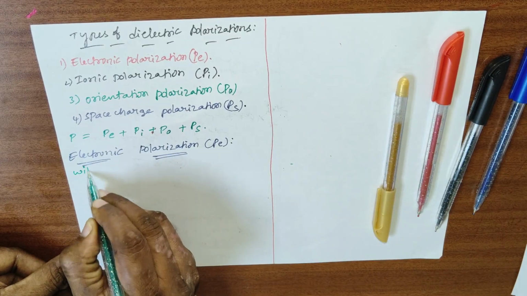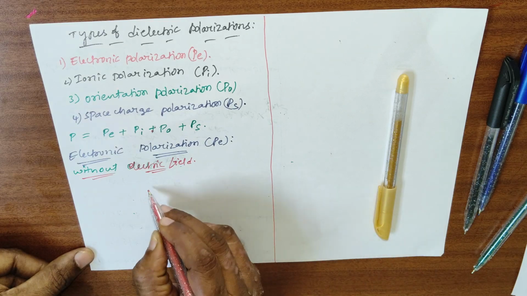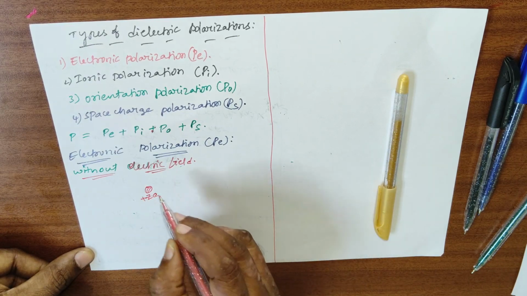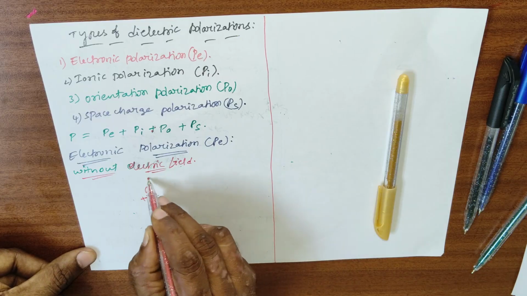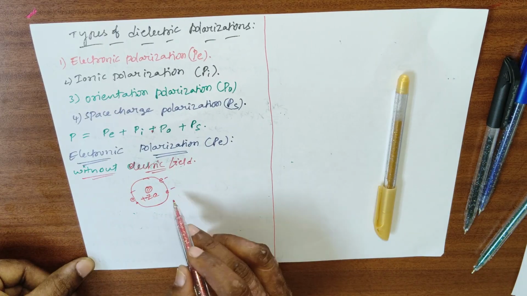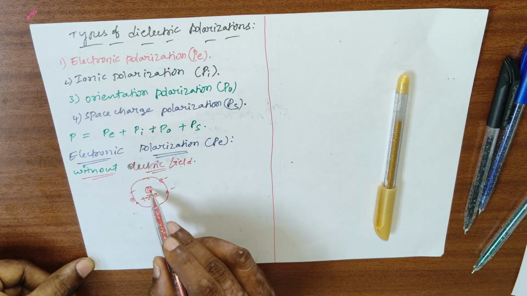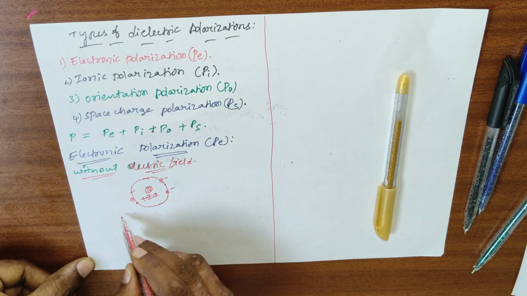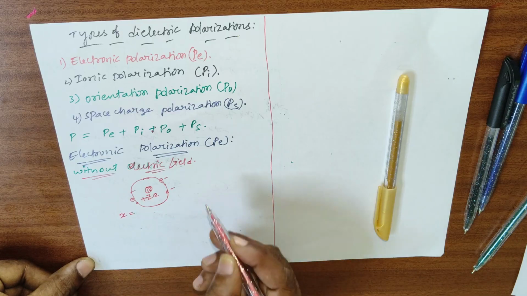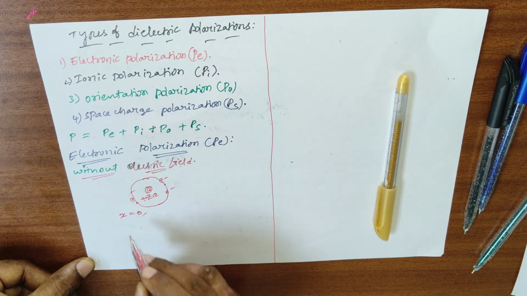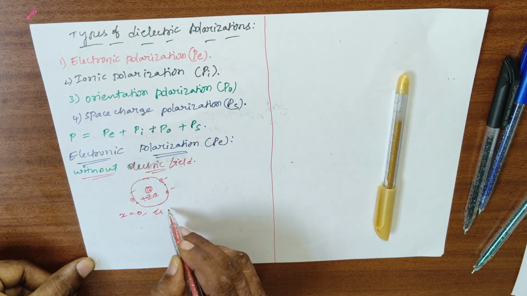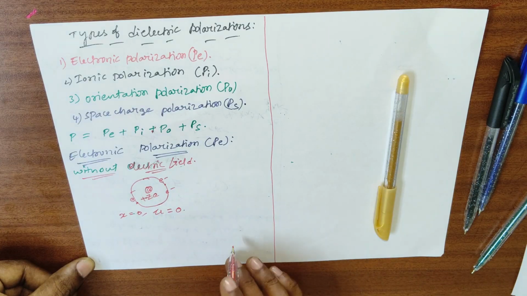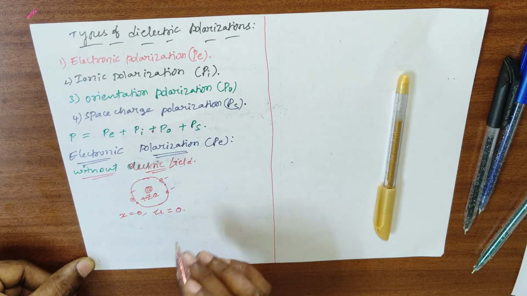Without an electric field, in every atom there is a positively charged nucleus surrounded by a negatively charged electron cloud. Generally, the center of gravity for positive charge and the center of gravity for negative charge coincide with each other. That means the displacement of the two centers of gravity becomes zero. So there is no displacement, there is no dipole moment also. That is, dipole moment is also zero without any electric field applied to the atom.